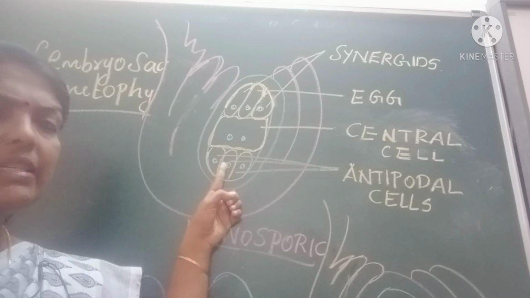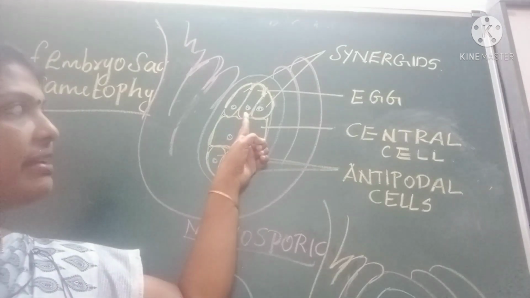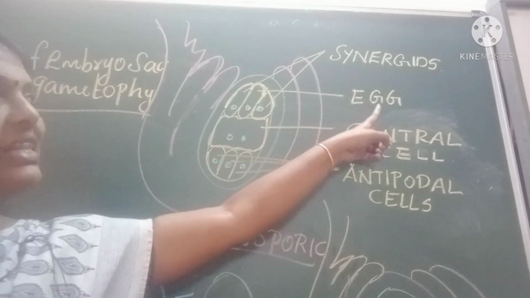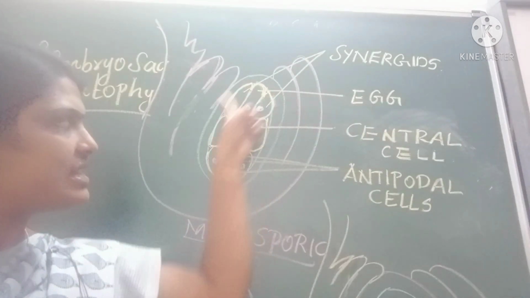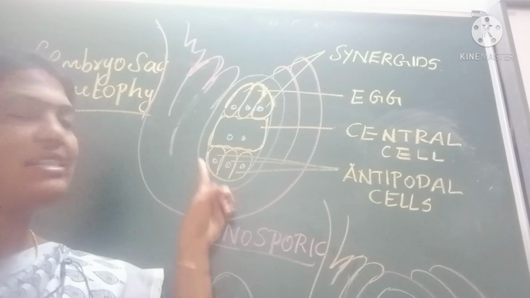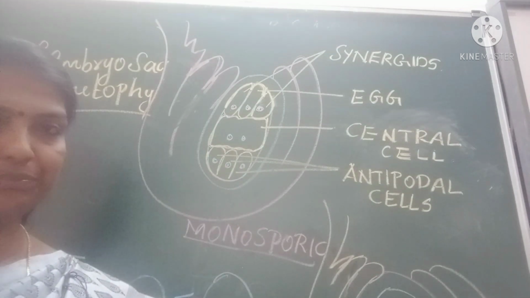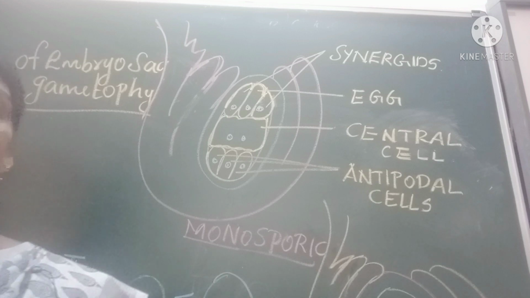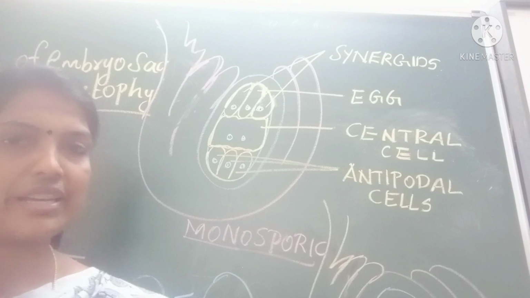Why is this embryo sac called a female gametophyte? Because it bears the female gamete. Which is the female gamete? Egg is the female gamete. As the egg is situated inside this embryo sac, it is otherwise called a female gametophyte. Clear? So this is the formation of the female gametophyte, or the formation of the embryo sac in angiosperms.